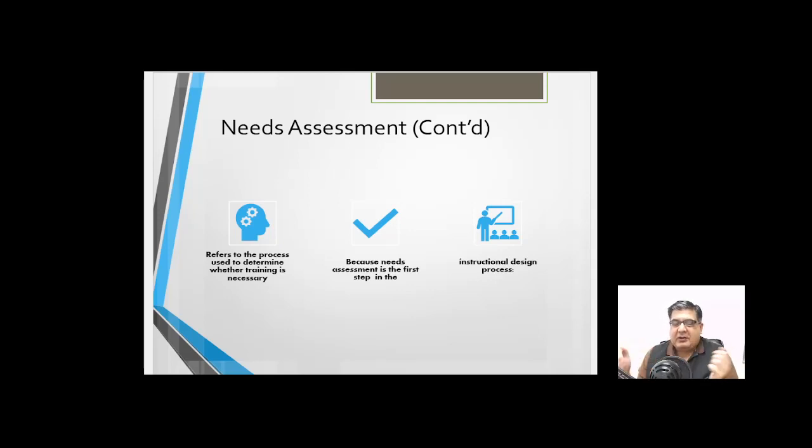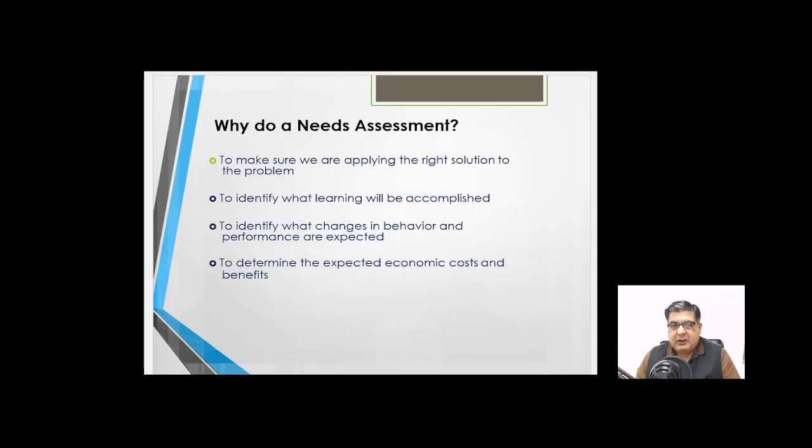I'll be talking a little bit more in detail about that here and there, so bear with me. But let's move on to why a needs assessment is required. I've already mentioned a few requirements, because you have to establish whether training is necessary or not. But let's look at what the theory suggests.